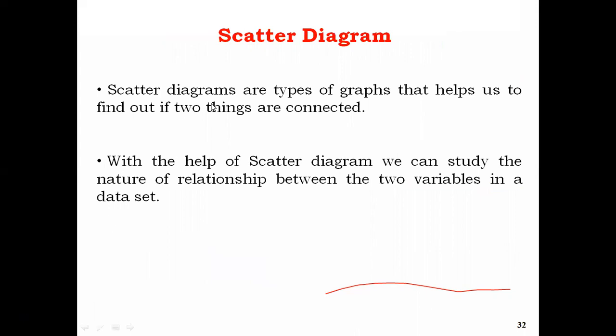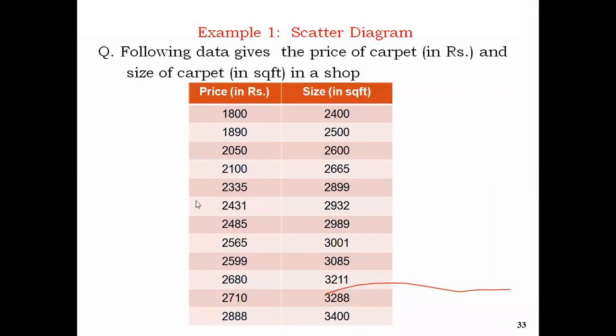So what is this? Scatter diagrams are types of graphs that help us to find out if two things are connected. And with the help of a scatter diagram, we can study the nature of the relationship between the two variables in a data set. So this is the main thing for scatter diagram. With the help of this diagram, we can study the nature of the relationship between the two variables in a given data set.